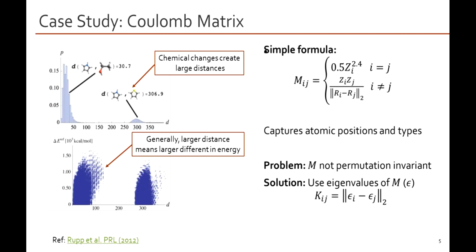Again, larger distance between molecules, larger distance in energy. So this gives me a pretty good function. I've got a distance metric that has some physical meaning, and it creates my ability to train good machine learning models. And this is from around 2012, and there have been rapid advancements since then.